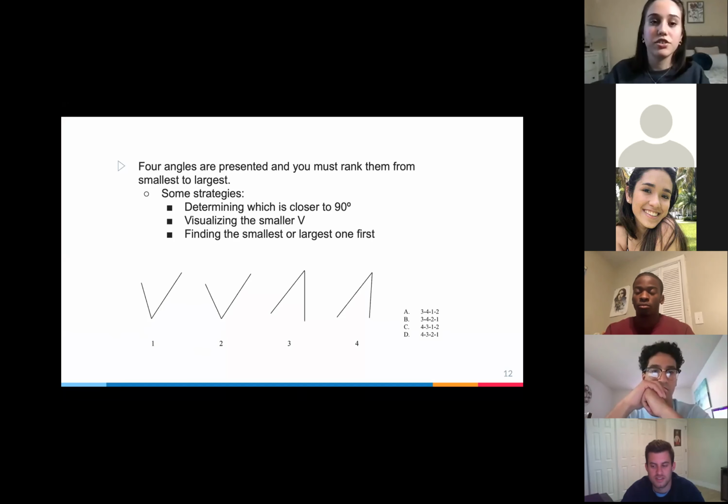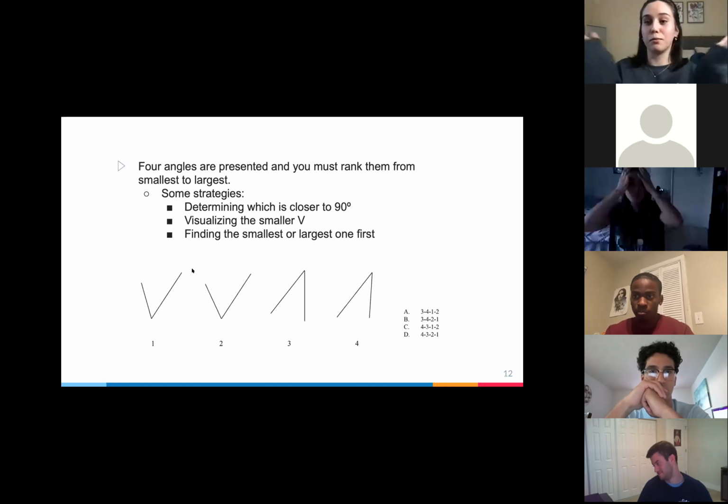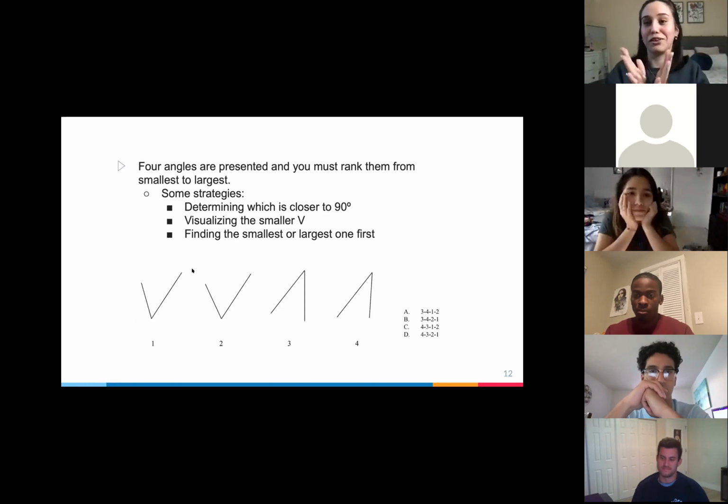Tackle this section by first determining which one is closer to 90 degrees, visualizing the smaller V and finding the smallest or the largest one first. Another thing to keep in mind is to look at the vertex of the triangle, not the ends, because sometimes the ends are super open but the actual vertex is smaller, which is a mistake I used to make at the beginning.